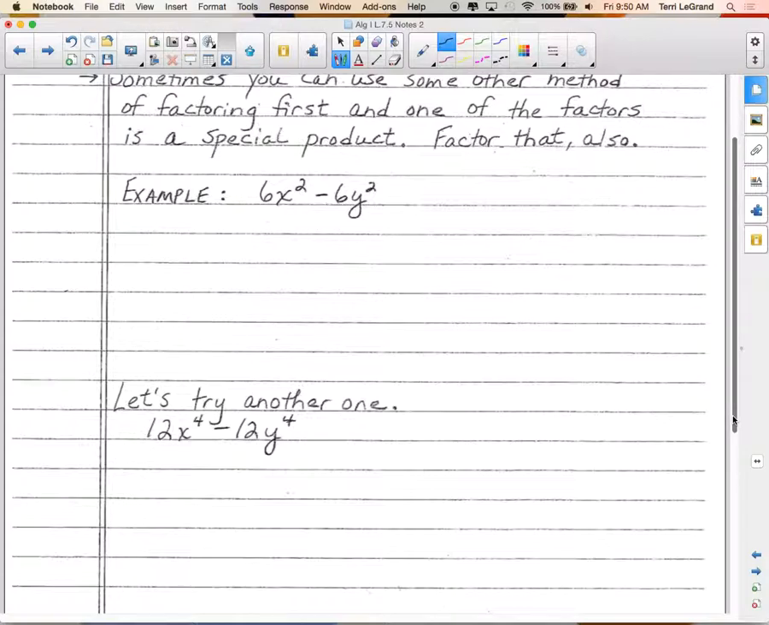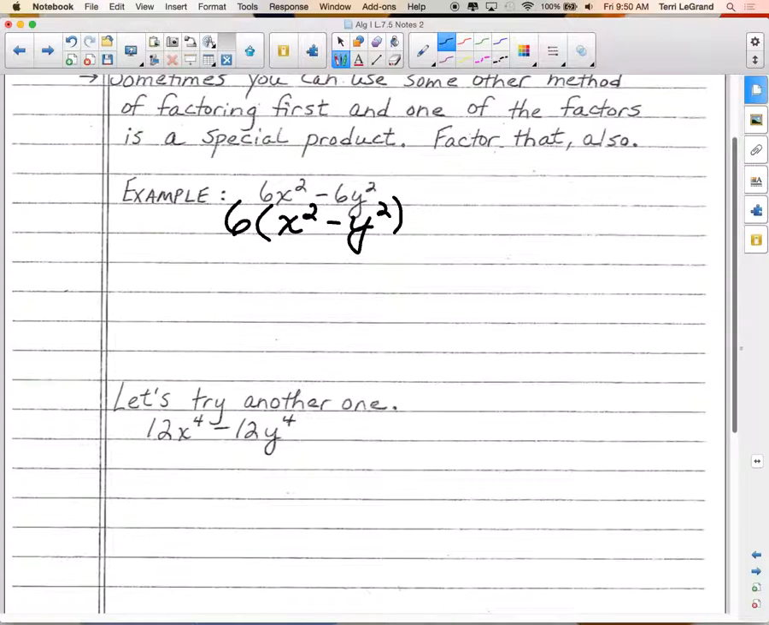What can we GCF out of that? How about a 6? Okay, so 6 can be divided out of both terms. So we are going to end up with 6 times x squared minus y squared. Now, 6 is just a GCF that we can't do anything more with. But how about the x squared minus y squared?